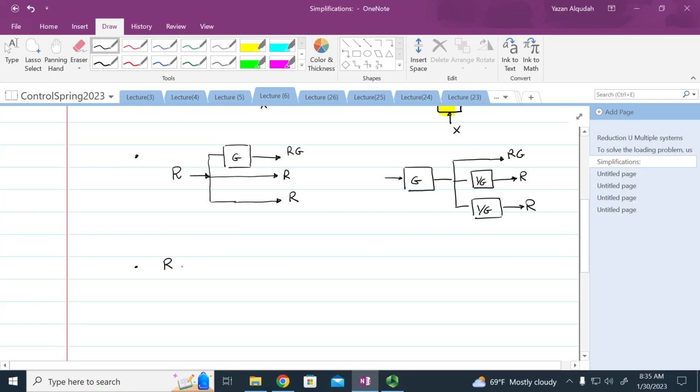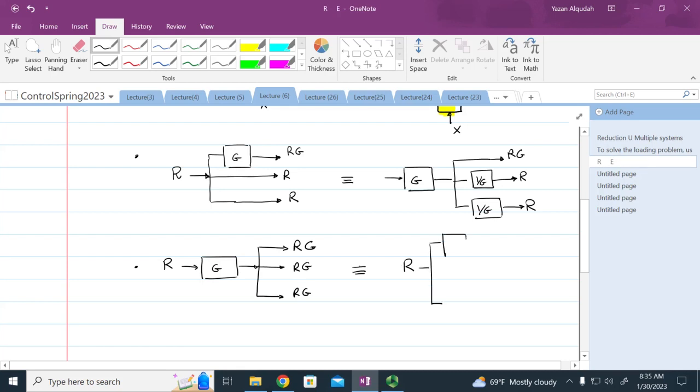Another thing we can do, if I have an R and I have a G, R multiplied by G, multiplied by G, R multiplied by G. This is equivalent to R and having a G here, having a G here, having a G here. Agree, everybody? Okay.